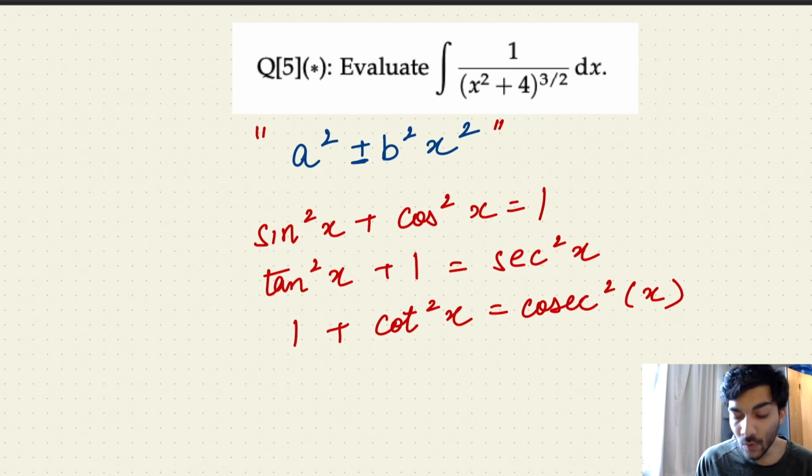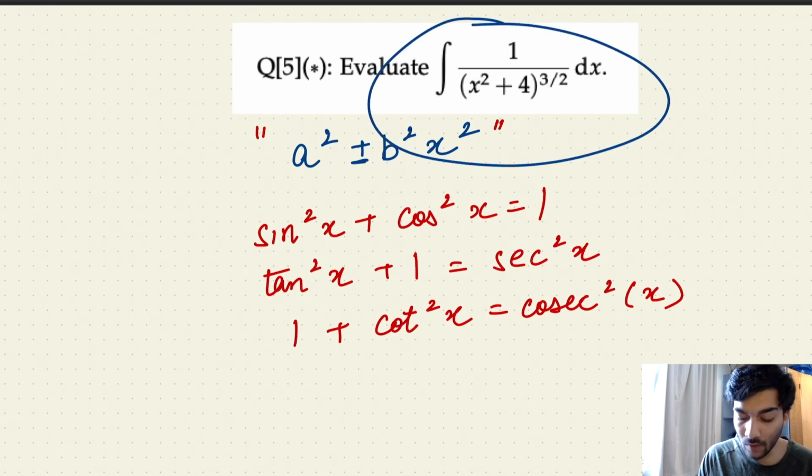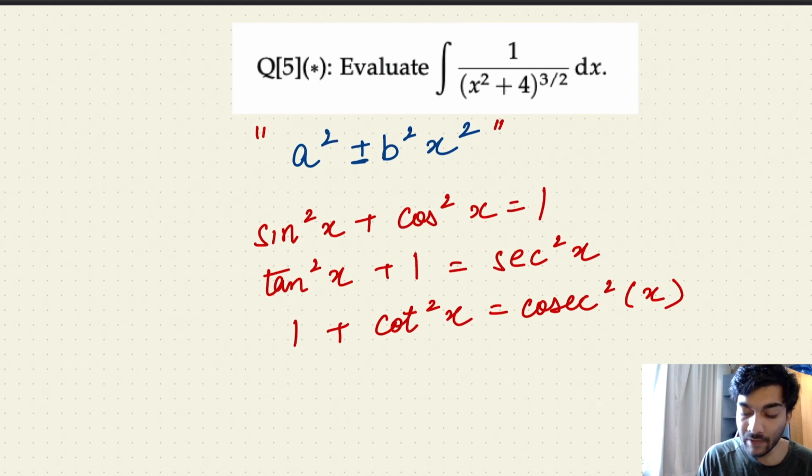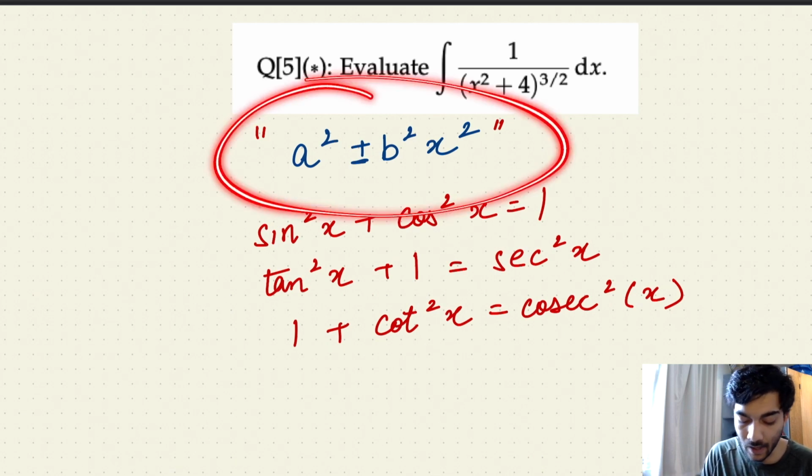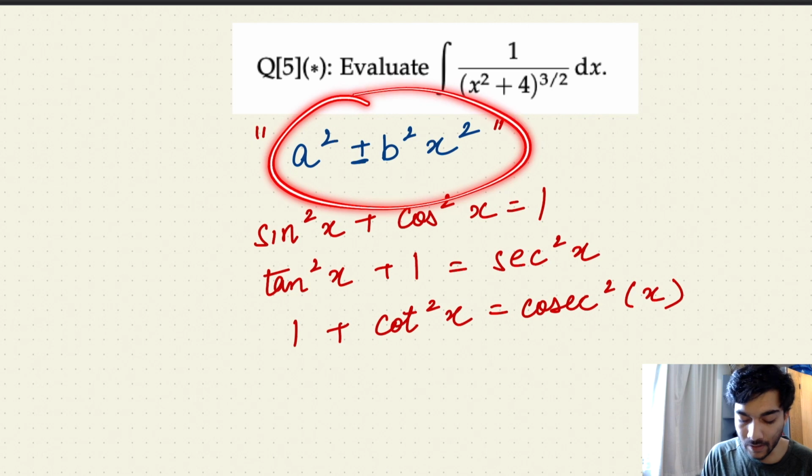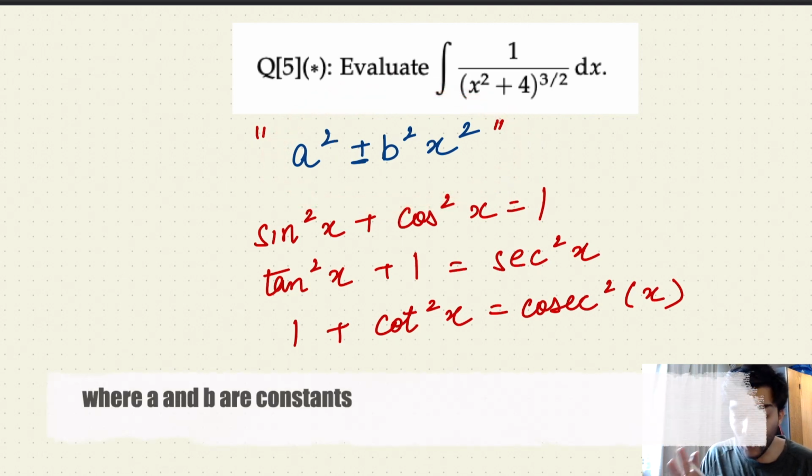So let's move on to a new concept which is based on solving definite or indefinite integrals using trigonometric functions. So using substitution with trigonometric functions in this case. In these types of questions, you have to identify the pattern: you basically have to look for an expression which would look somewhat like a square plus minus b square x square.